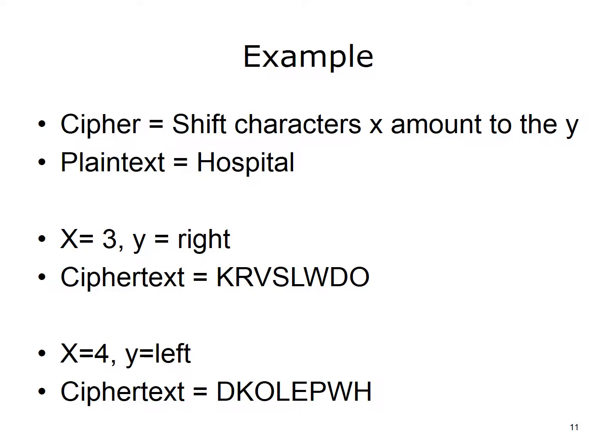If we chose to shift all characters 3 to the right, the plain text of hospital would be encrypted to KRVSLWDO. If anyone intercepted this data, he would not know what it was. If we shifted 4 characters to the left, then hospital would be encrypted as DKOLEPWH. The same cipher with different keys will create different ciphertext.